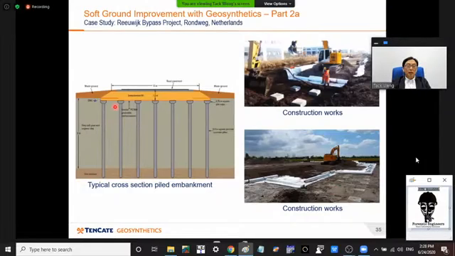Another example is an example from the Netherlands, and this is a road embankment with piles driven to the firm stratum, and here you can see the pile caps and the laying of the geotextile reinforcement in two directions. And the top photo shows the pile cap, and the bottom shows the field being leveled off to the top of the pile cap for the laying of the reinforcement.